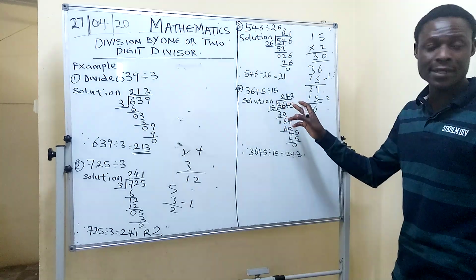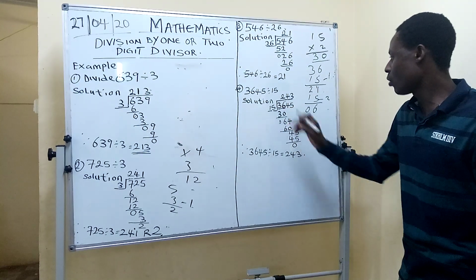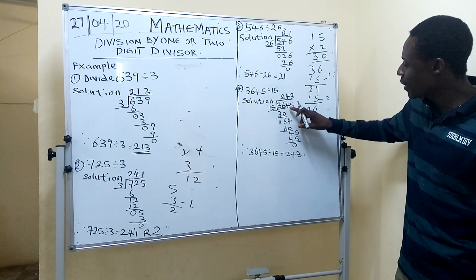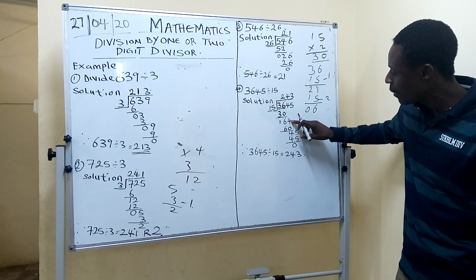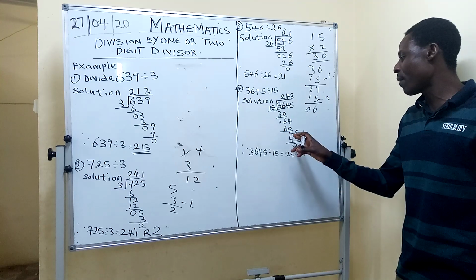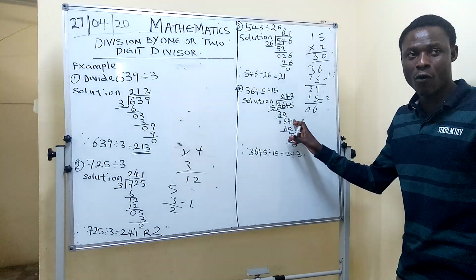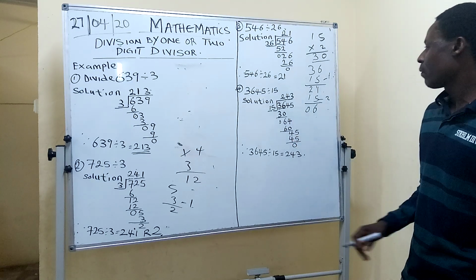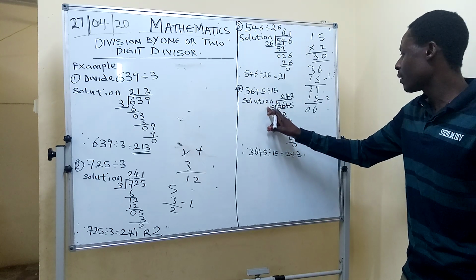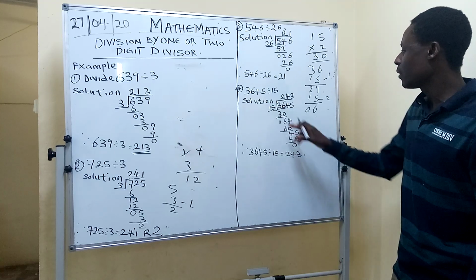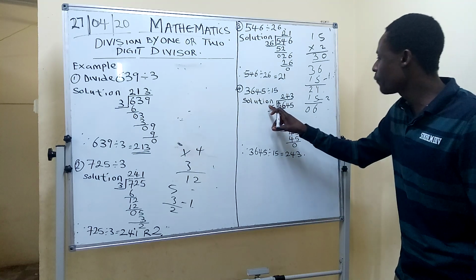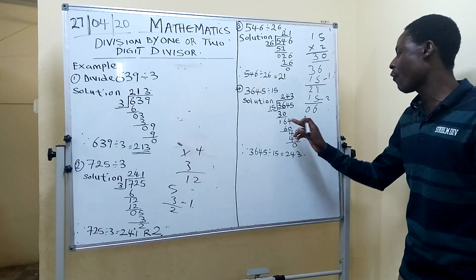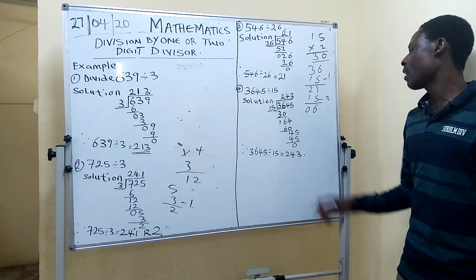Now, you move to the next number, which is 4. What are you going to do to this 4? You bring the 4 down beside the 6. And you have the number 64. Now, back to this 15. This is the number we are using to divide. 15. How many 15 can we find in 64?